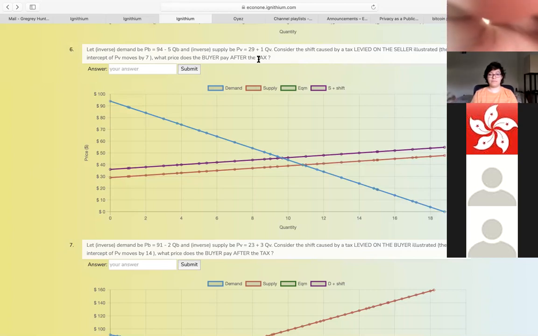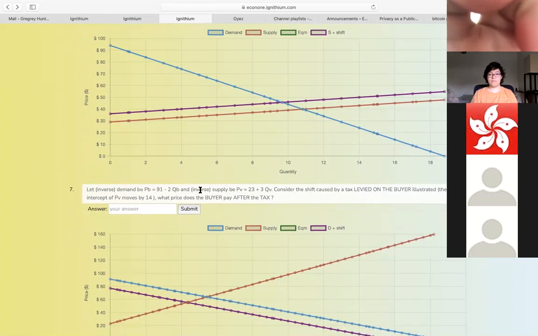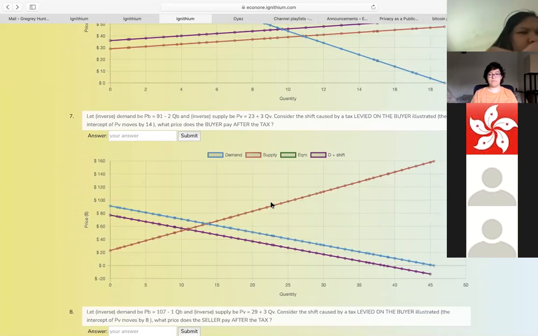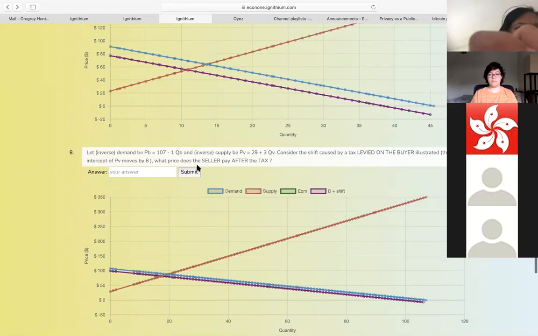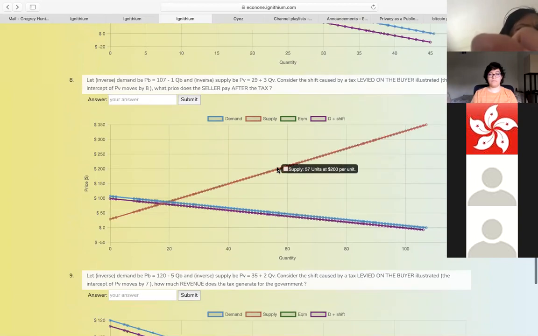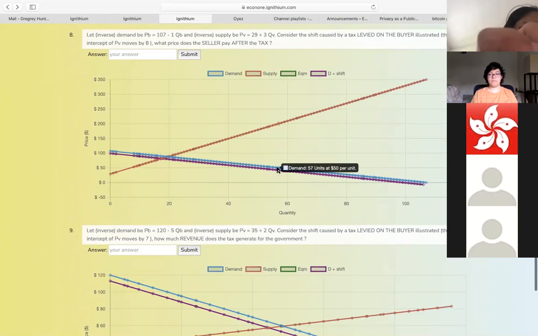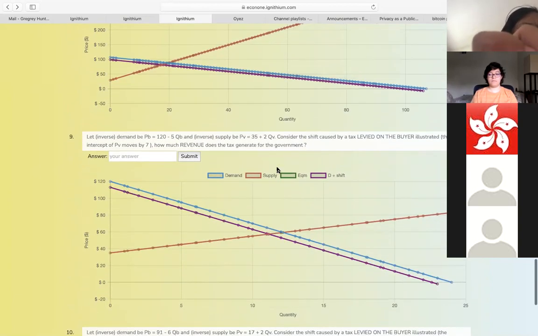Okay. So we have buyer after tax price, which is the top there. And then what price did the buyer pay after the tax? That's still the buyer's after tax price. And then we get the seller's after tax price. And that was what I was just talking about. We've got to take the buyer's after tax price and subtract off the tax.